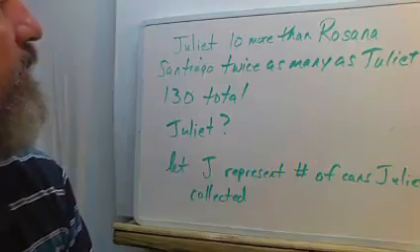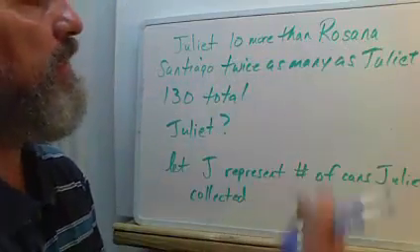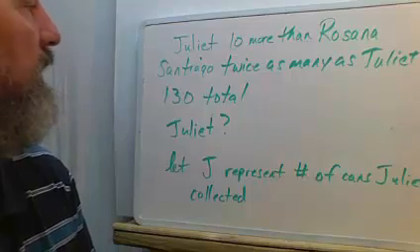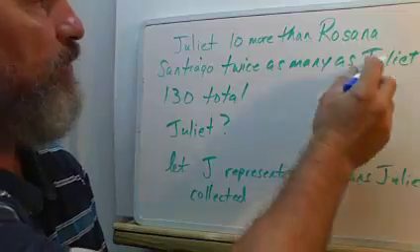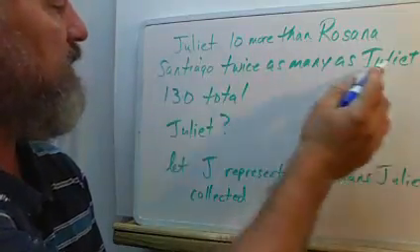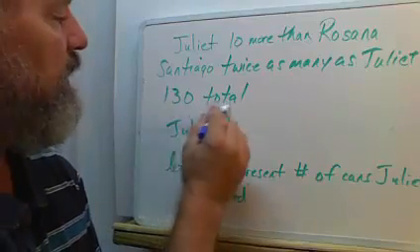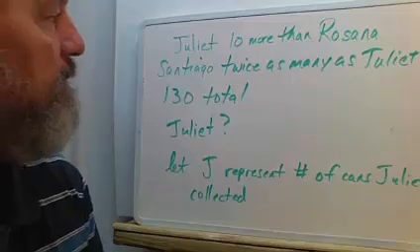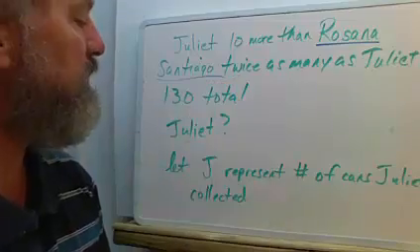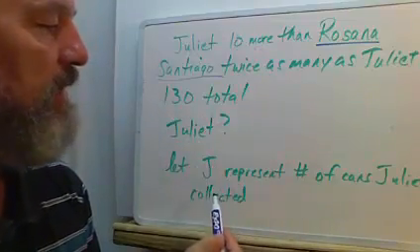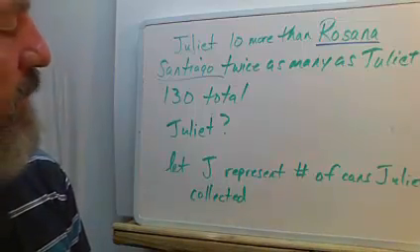Next problem, number 3. First of all, they tell us that Juliet has 10 more than Rosanna, or collected 10 more, I should say. Santiago collected twice as many as Juliet. The reason I'm putting these both in terms of Juliet is because they ask you how many did Juliet collect. And we collected a total of 130 between the three. So we want to talk about these two individuals, Rosanna and Santiago, in terms of Juliet. So the first thing we want to do is let J represent the number of cans Juliet collected.